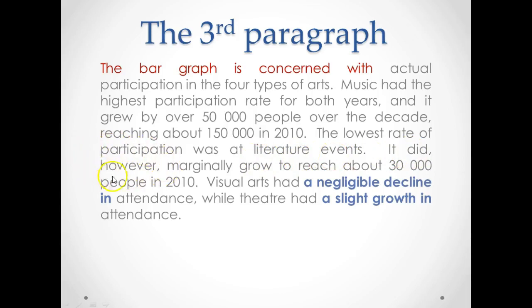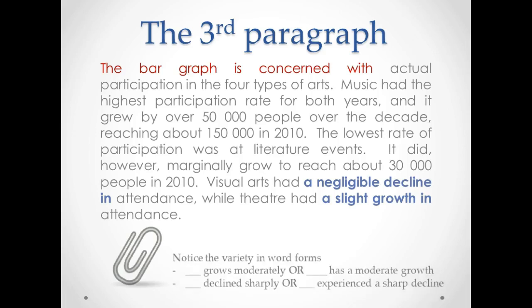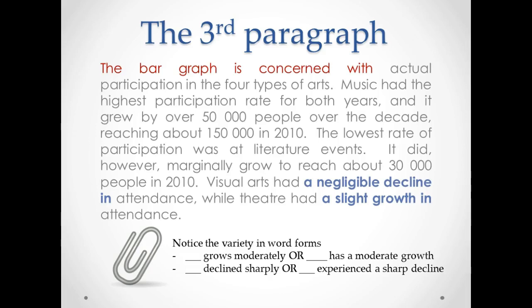It did, however, there is a linker of contrast, marginally grow to reach about 30,000 people in 2010. Visual arts had a negligible decline in attendance, while theatre had a slight growth in attendance. Please don't worry if this is high level, just learn some little things. Here is a hint. Change the word form. You can write verb, adverb, grows moderately, declined sharply, or you can write article, adjective, noun, a moderate growth, a sharp decline. IELTS examiners love this variety in word form.